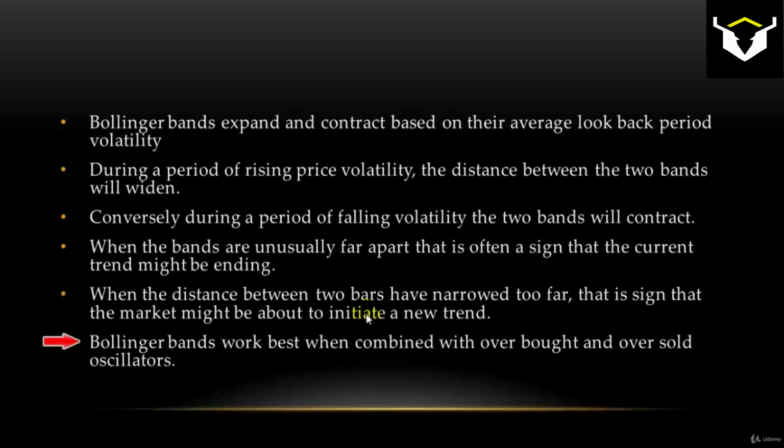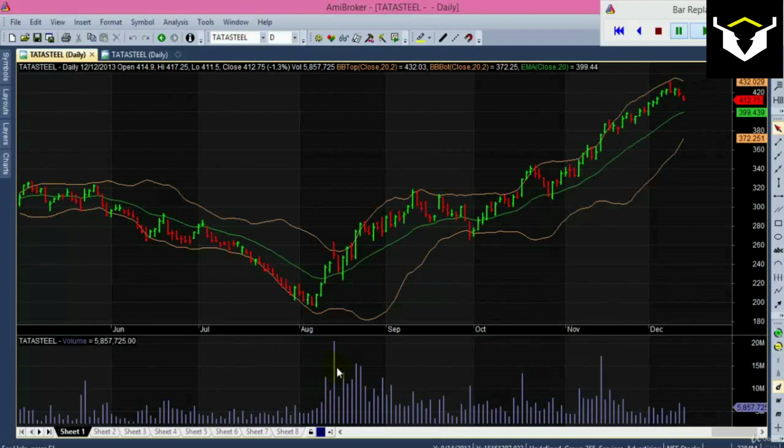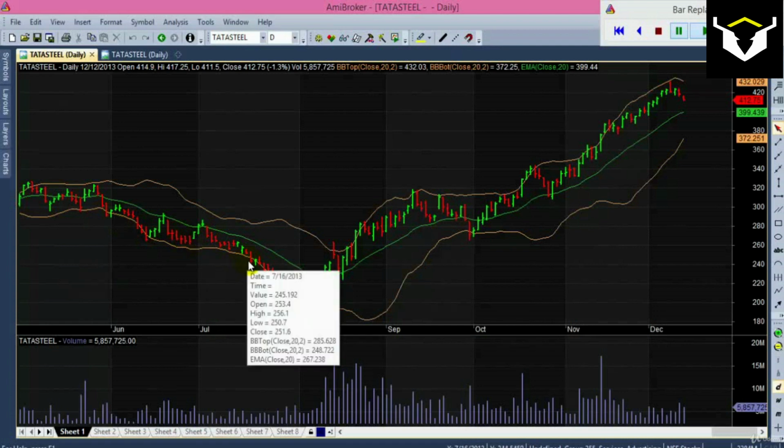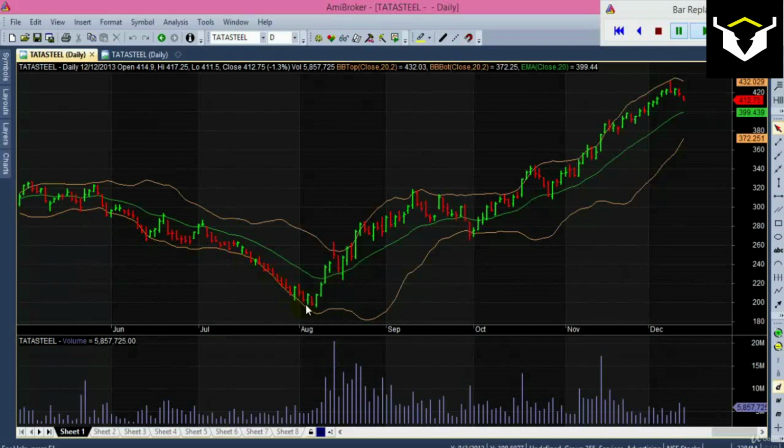Bollinger Bands work best when combined with overbought and oversold oscillators. Following is a daily chart of Tata Steel with 20-period Bollinger Bands and a 20-period exponential moving average applied to it. Taking a look at Bollinger Bands, you can see prices touched the bands and they tend to reverse. A pullback came after touching Bollinger Bands. Very few are the cases where prices continue to follow along the lines of Bollinger Bands. One case is here, another case is here, and then it is here.